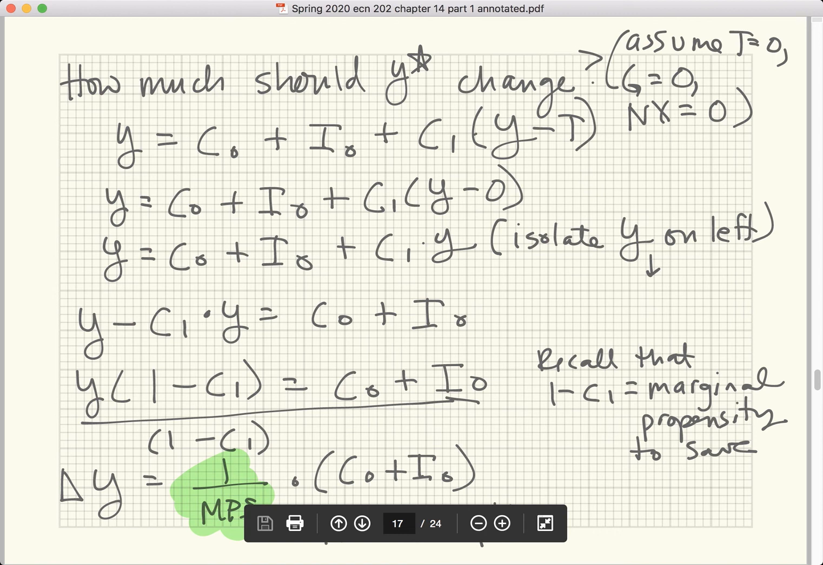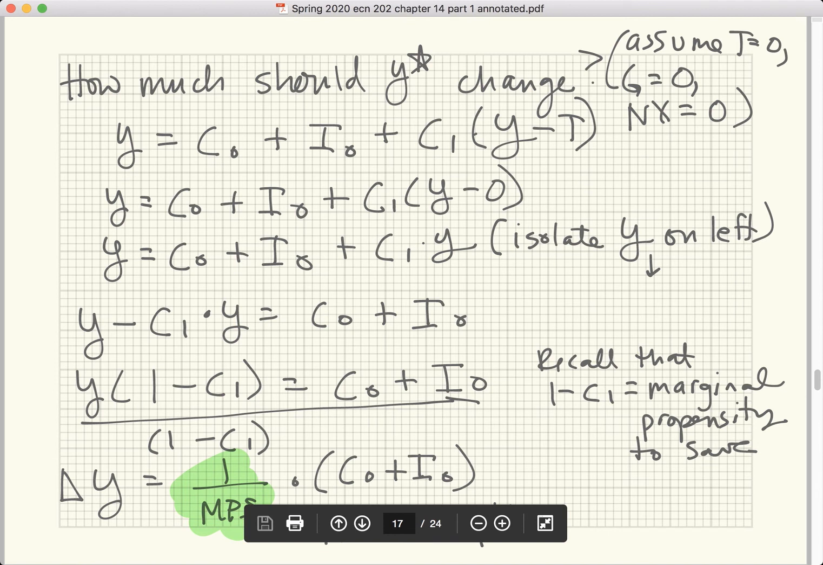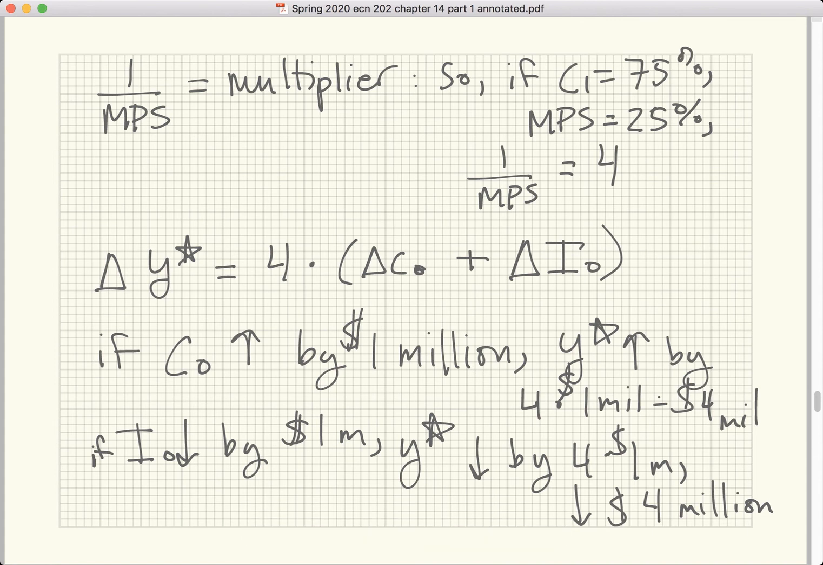Now, you may recall that 1 minus C1, 1 minus the marginal propensity to consume, is equal to the marginal propensity to save. What that means is that any change in Y is going to be equal to 1 over the marginal propensity to save, or 1 over 1 minus the marginal propensity to consume, multiplied by any change in autonomous spending by households or autonomous spending by firms. One over the marginal propensity to save is the multiplier.